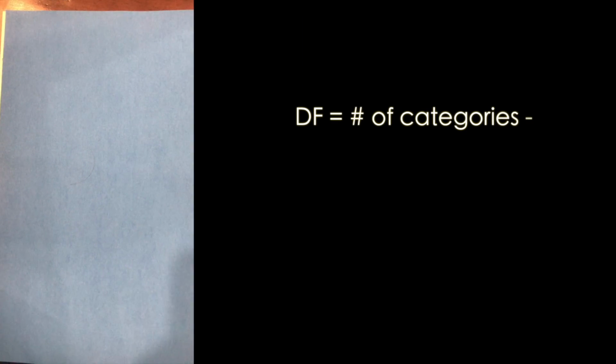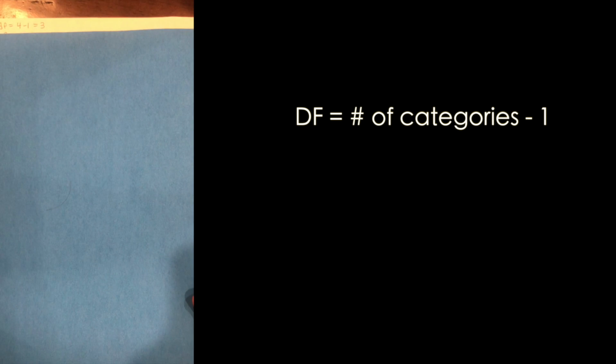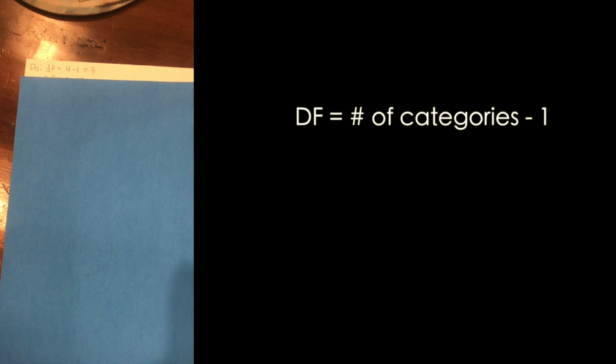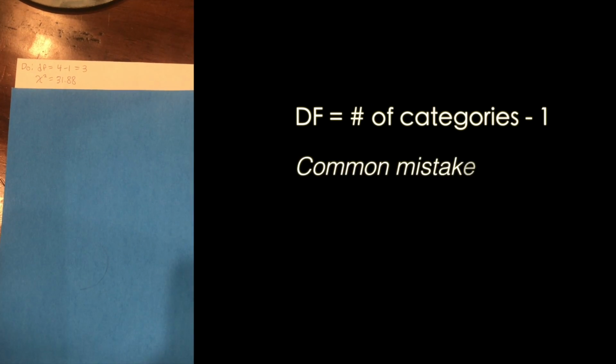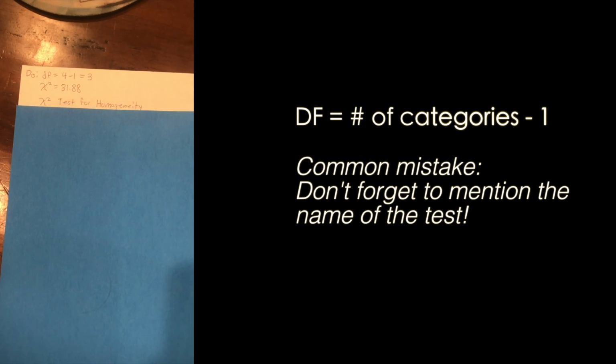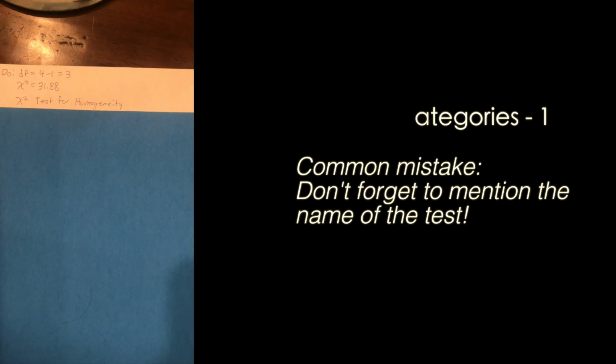If you use a calculator to conduct this test, you have to mention degrees of freedom, the chi-square value, and the name of the test, as well as the p-value. The degrees of freedom is the number of categories minus 1. The chi-square value is given by the calculator's output. Also, don't forget to mention the name of the test or you'll lose points on the AP exam.